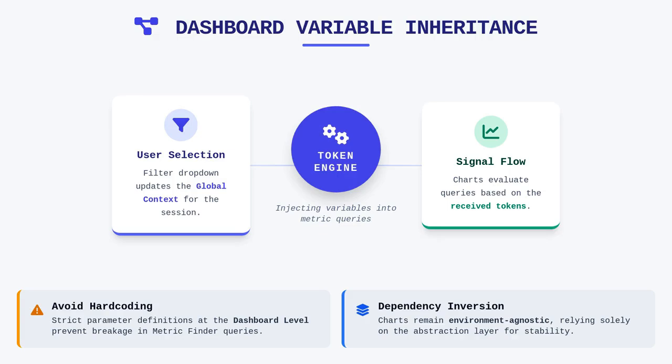Think of this as a dependency inversion principle, where the chart does not know about the environment. It only knows about the token it receives. This abstraction layer is what allows your layouts to remain consistent and stable during user interactions.